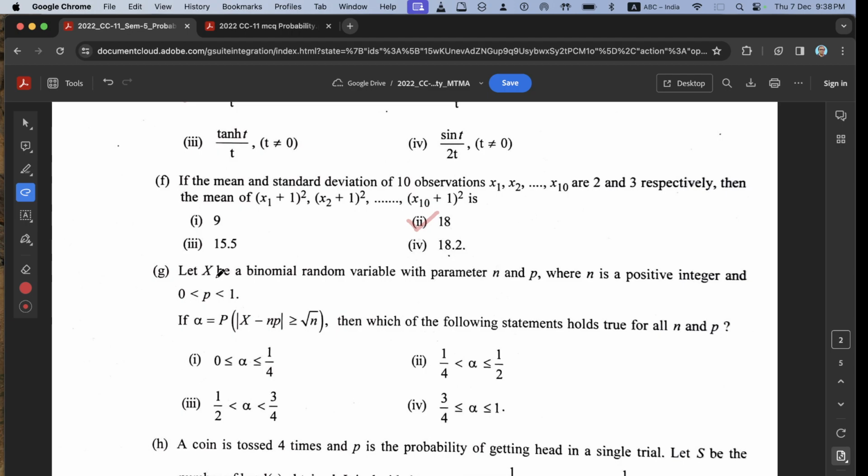Question G. Let X be a binomial random variable with parameters n and p, where n is a positive integer and 0 < p < 1. If alpha equals the probability that modulus of X minus np is greater than or equal to root n, then which of the following statements holds true for all n and p?